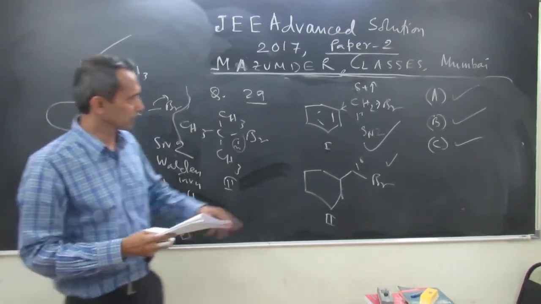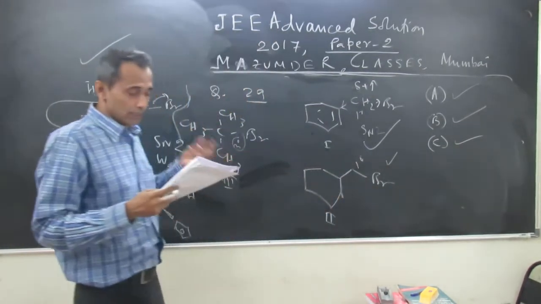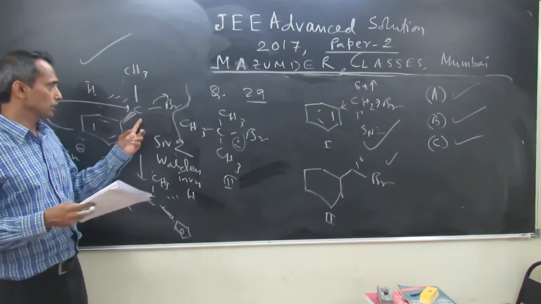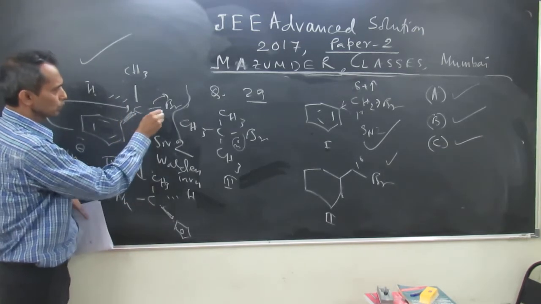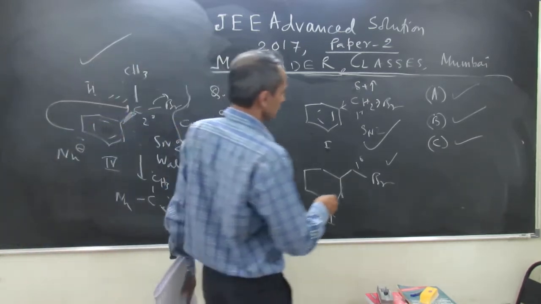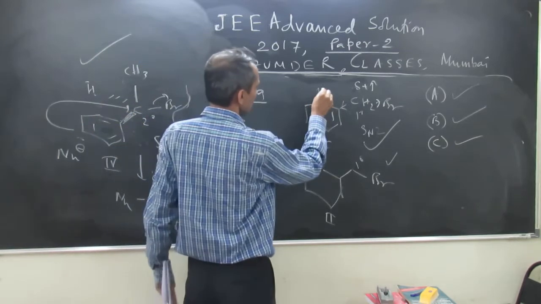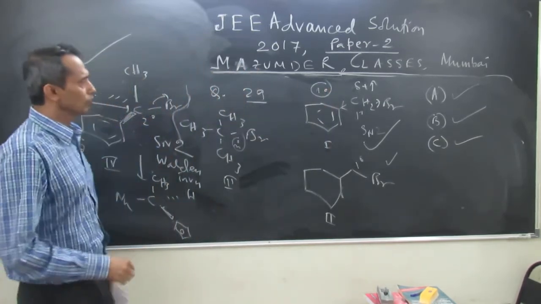4 greater than 1, they are saying, and then greater than 3. If it is SN2 reactivity, that is wrong, because 4 is a 2 degree halide, and they are saying 4 greater than 1. 1 is basically a 1 degree halide, a benzylic halide. So obviously it cannot be.